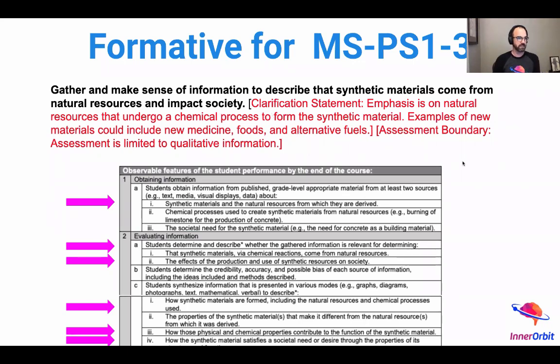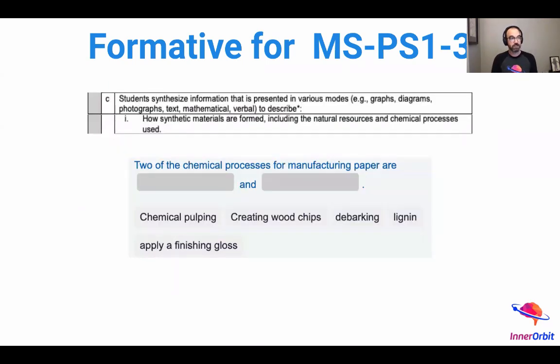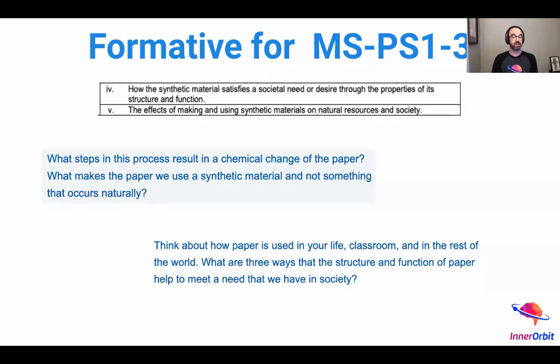We break down these evidence statements and identify, all right, in the beginning you need to know that paper is natural, goes through chemical processes, and thus becomes synthetic, and that there are effects this has in society. Later on, students need to know how they're formed, what chemical processes they go through, so we have some questions on that. Later on, how do the physical and chemical properties contribute to the function of the material? So now we have questions on how the finishing and cutting of paper contributes to its function. And then at the end of this cluster of questions, we have some free response questions.